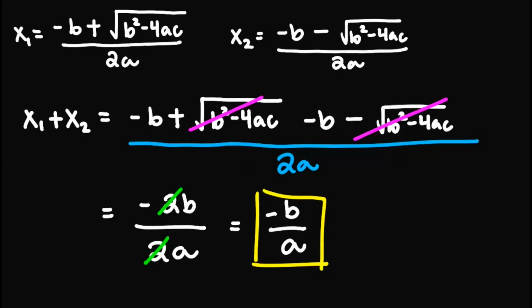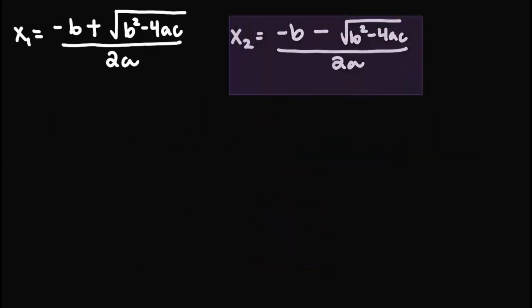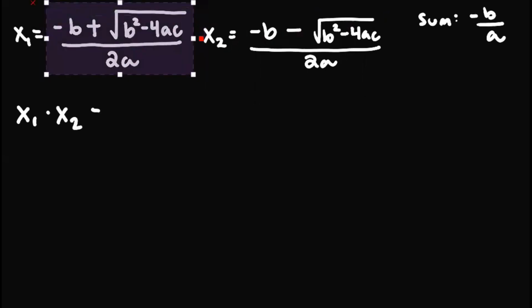If you're asking what a and b are, recall that these are the coefficients of our quadratic equation out here. So let's take note of that one out here. So the sum is given by negative b over a. How about the product? For the product, we'll have x1 times x2. And that will be this one.